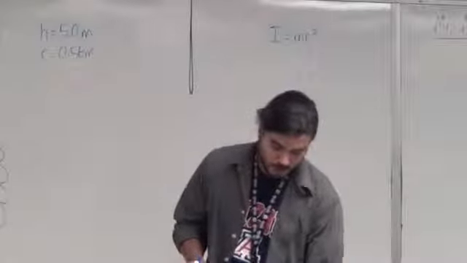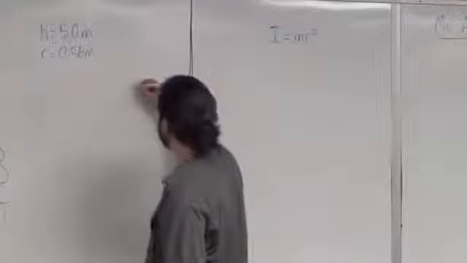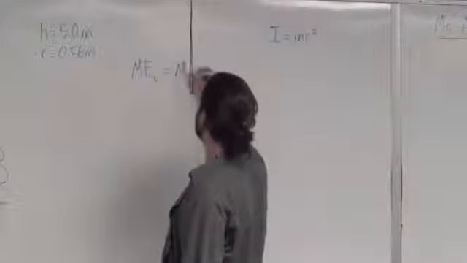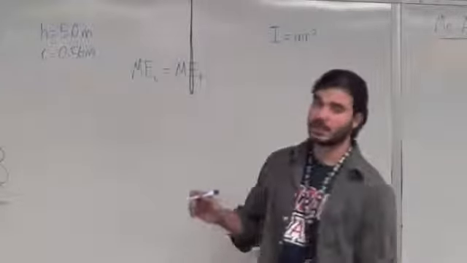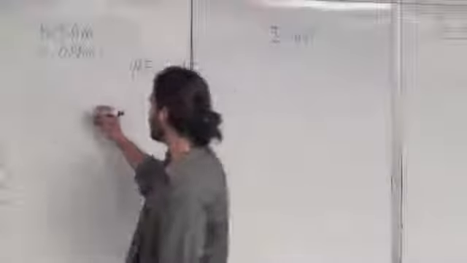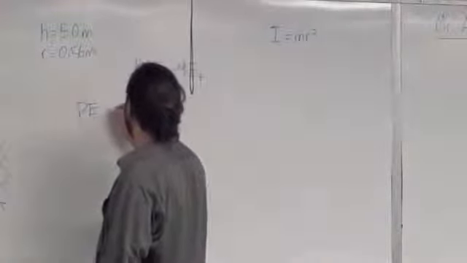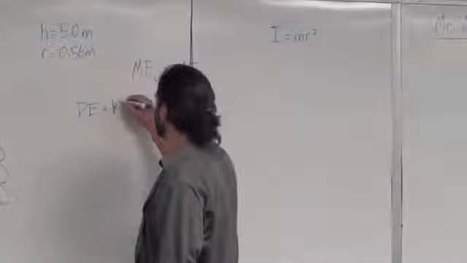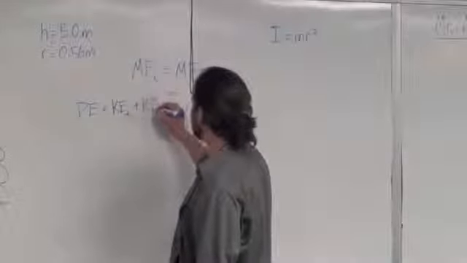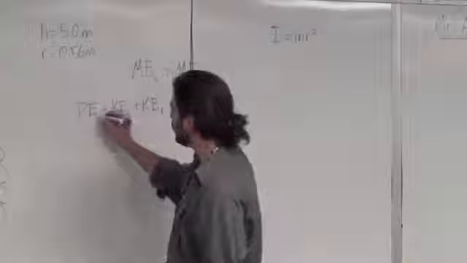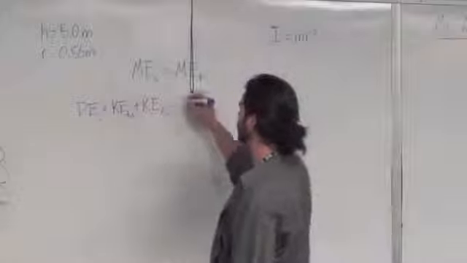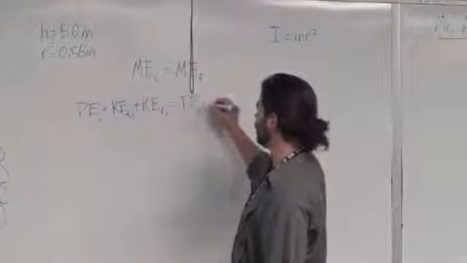So, the way to approach this is we know that mechanical energy is conserved. So, the mechanical energy initially is equal to the mechanical energy in the final state. And the three main types of mechanical energy are potential energy, kinetic energy translationally, and kinetic energy rotationally. So the initial case for each of these, if you add them all together, is going to be equal to the final case for all of these.